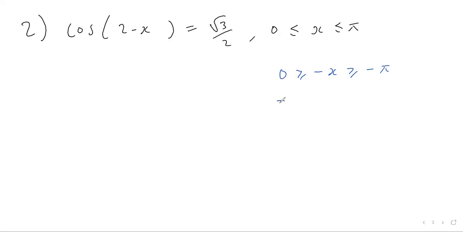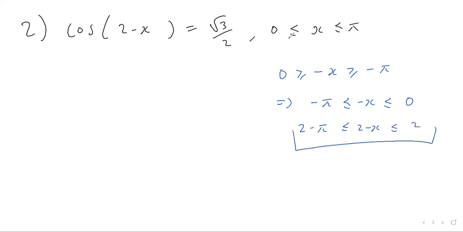So, just to rewrite this, you get that minus pi is less than or equal to minus x, which is less than or equal to 0. And then we can add 2 to everything. So adding the number 2, we get 2 minus pi is less than or equal to 2 minus x, which is less than or equal to 2. So that's our domain of values that we've got to watch out for.